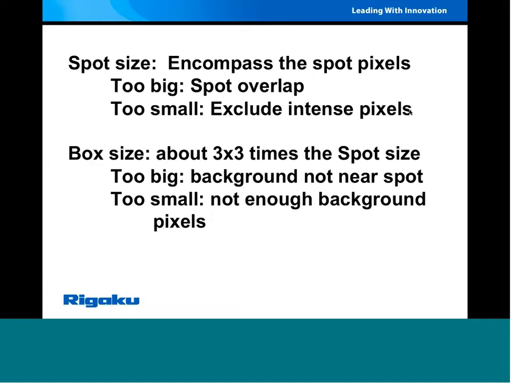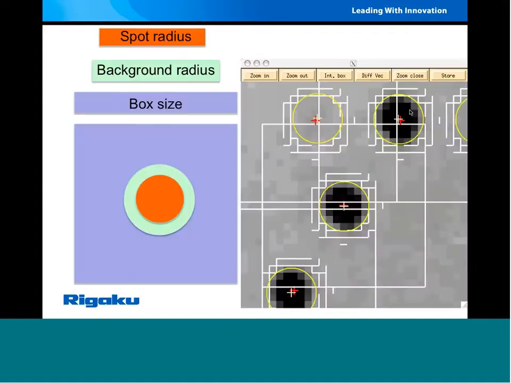If it's too small, you'll exclude some of the intense pixel values that actually need to go into your integrated intensity. At the same time, working with the spot size, you want to set something called box size, and it has to be about 3 by 3 times the size of the spot. If it's too big, you'll have background calculated from pixels that are not near your spot, not near the Bragg reflection. If it's too small, you won't have enough pixels in the background. And this is an explanation of that.